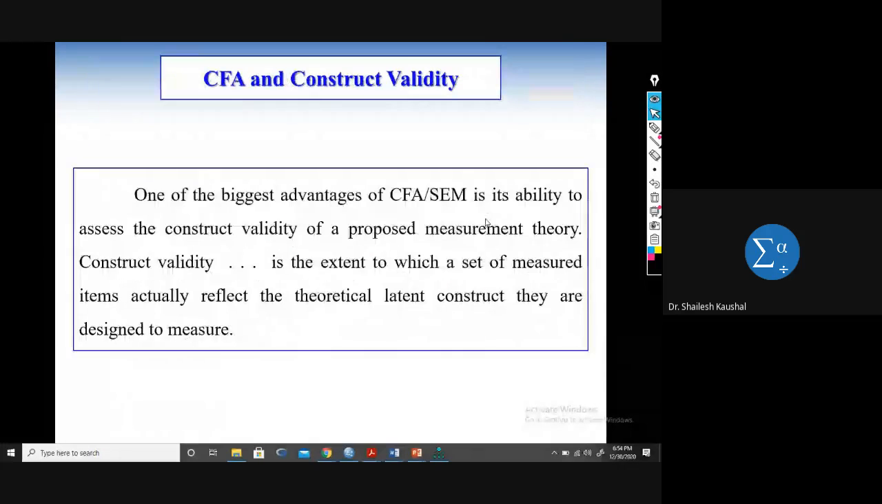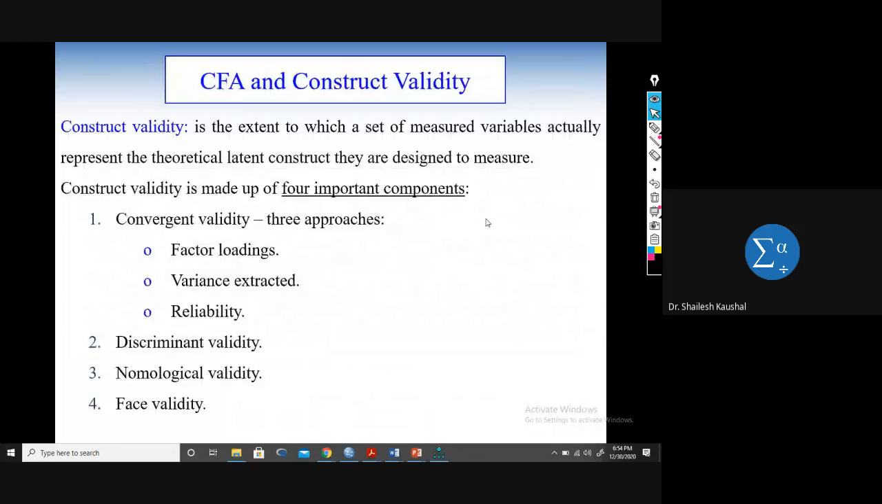Now CFA and construct validity. Now we should understand the concept of CFA and construct validity. It means we are testing a particular theory. We are explaining the theory through CFA and measurement, meaning CFA and SEM.